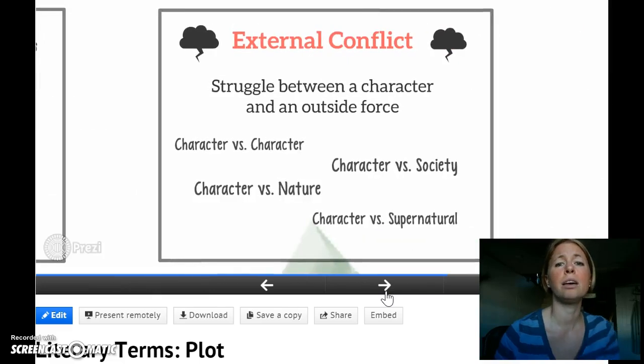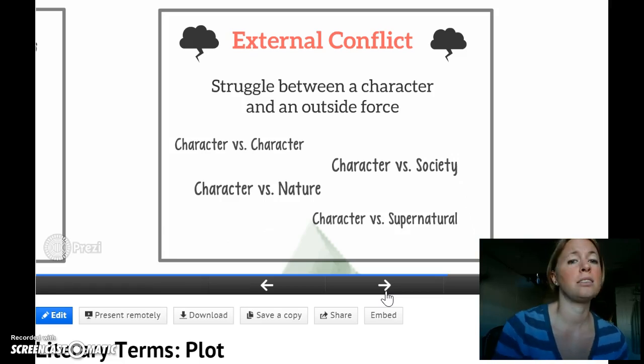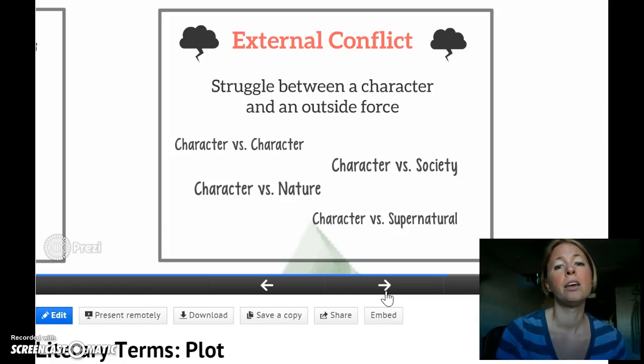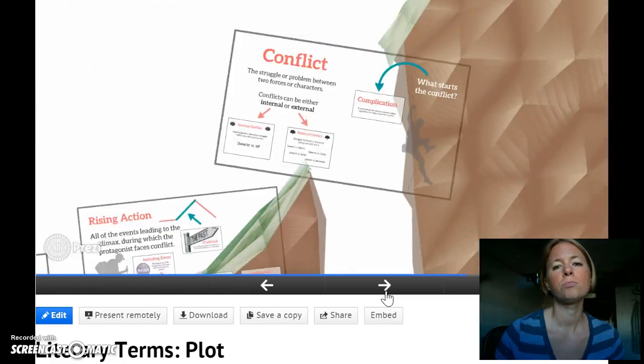We can also have external conflict, which is a struggle between a character and an outside force. So it could be the protagonist versus the antagonist, character versus character. It could be the protagonist versus some natural element, a huge storm, or the character is stranded on an island. This might be character versus nature. It could be the character versus a group of people or a whole community, character versus society. Or it could be a character versus some type of supernatural element like fate or a god.